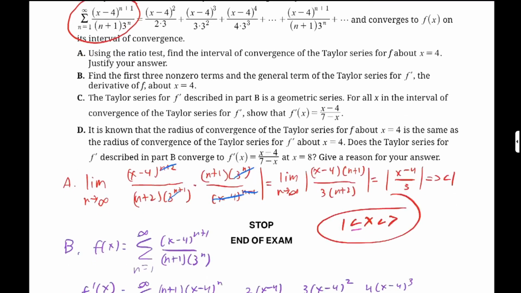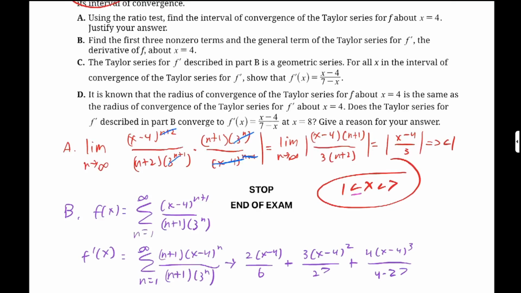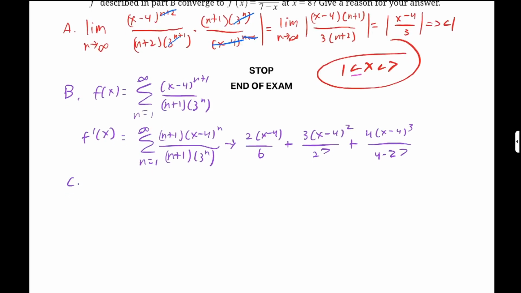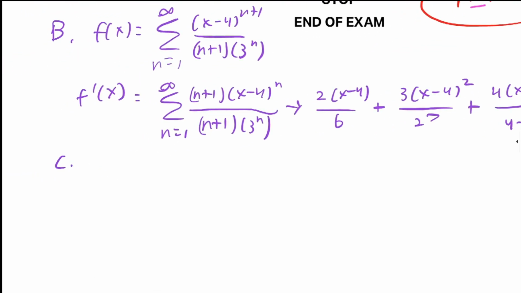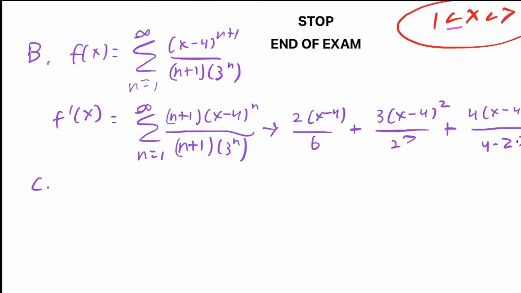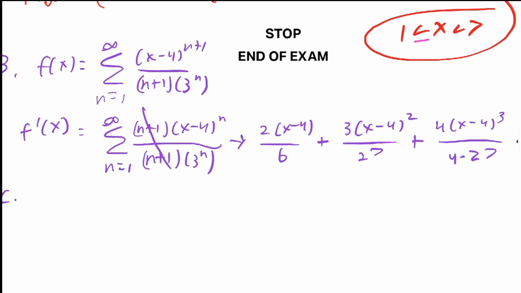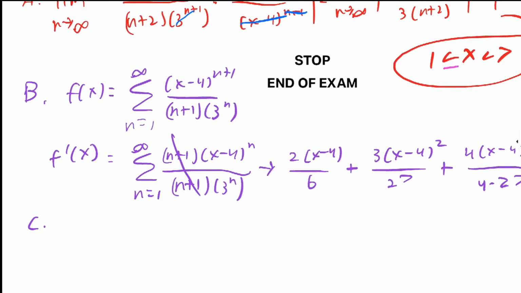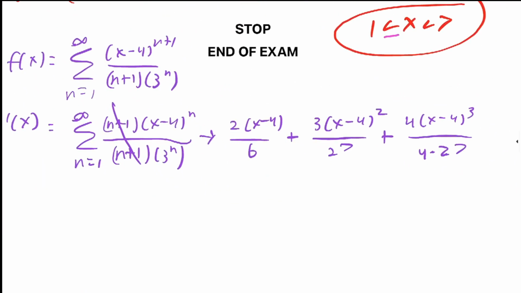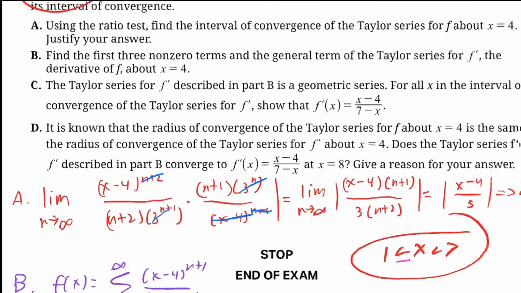For part C, the Taylor series described for f prime is a geometric series for all x. Show that it converges to (x minus 4) over (7 minus x). So the way you want to do this, pretty much. And what I just realized was we could have always just canceled this out, which is very annoying, and we would have gotten the same result. So be a little smarter, but anyways, the answer is still the same. These would cancel out to 1 and 3, and on and on and on.